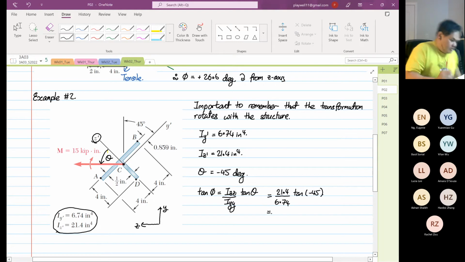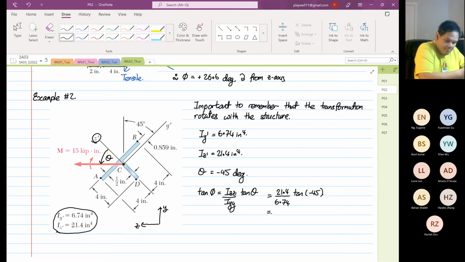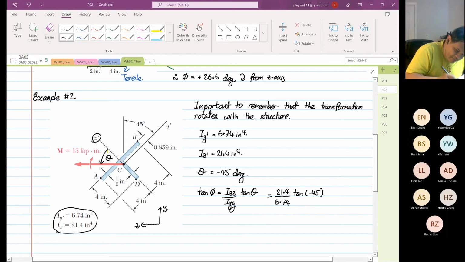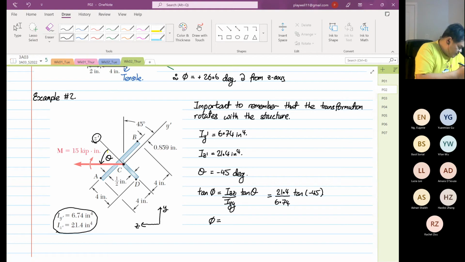Okay. So you have tangent of minus 45 times 21.4 divided by 6.74. Okay, then I'm going to immediately calculate phi. So inverse tangent is equal to minus 72.5. Okay, minus 72.5 degrees.